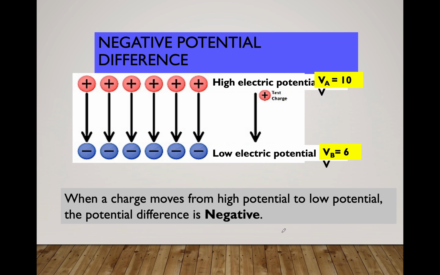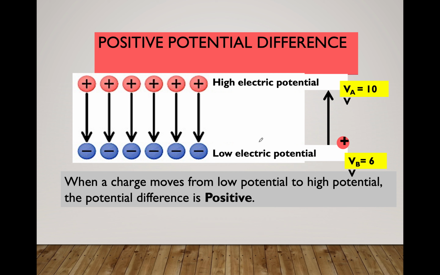So negative potential difference, as we've mentioned, there's another example, between 10 to 6. We will take the positive charge and we will move him down towards the negative charge. So I will do final minus initial, 6 minus 10, negative 4. He lost 4 volts coming down.